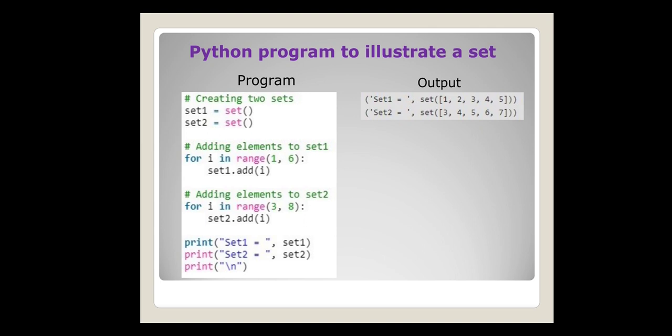In the second set, we are specifying the range 3 to 8, so it will add the elements 3 4 5 6 7. When I am printing a set, it will show all the set elements.